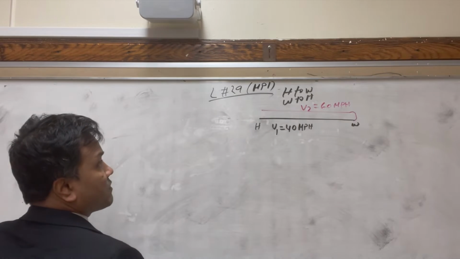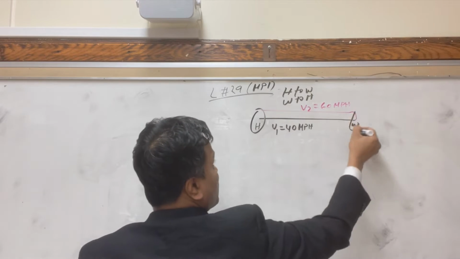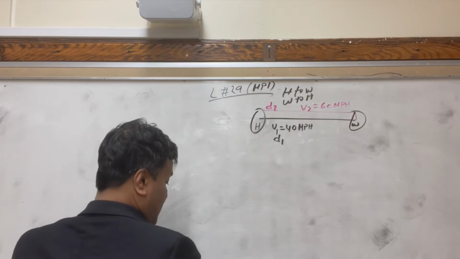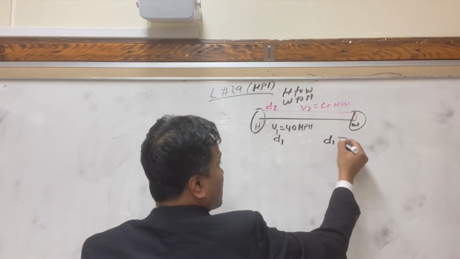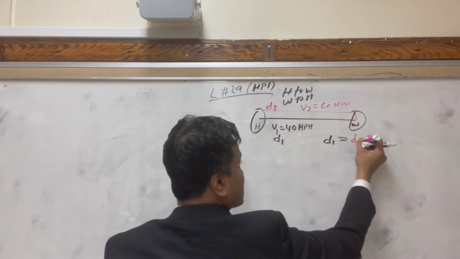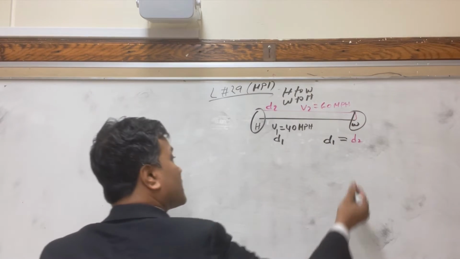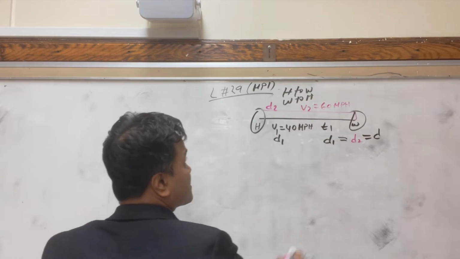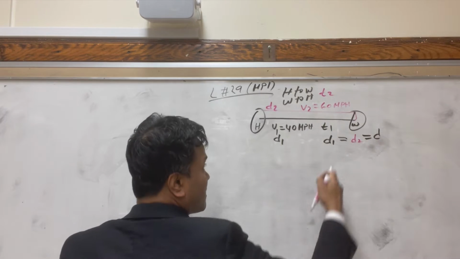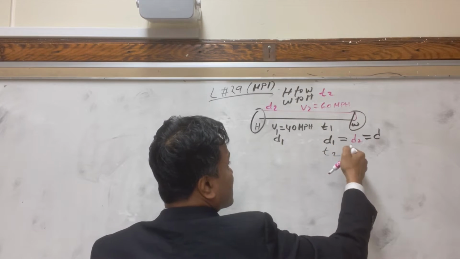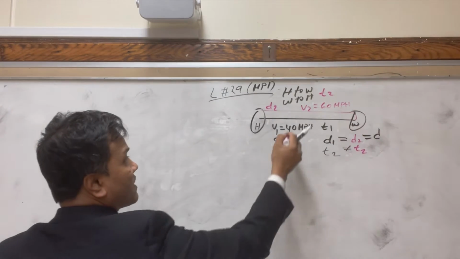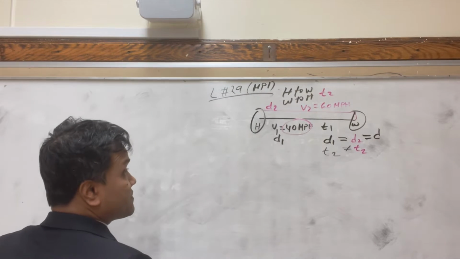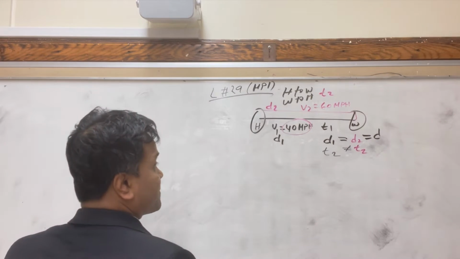As you notice, this is the home and this is the work, so the distance d1 and this would be d2. So d1 has to be equal to d2, no doubt. You can call it d. This is t1 and this is t2. However, t1 is not equal to t2 because the velocity is not the same. That's the reason.